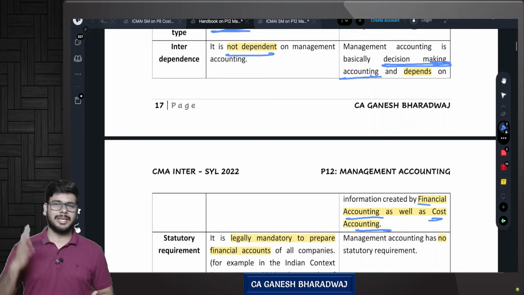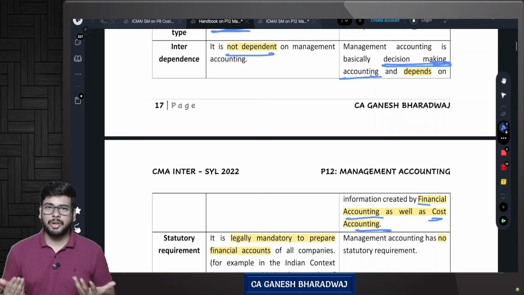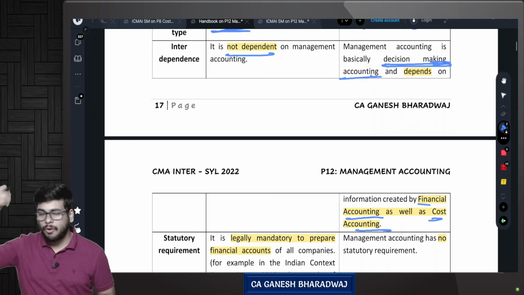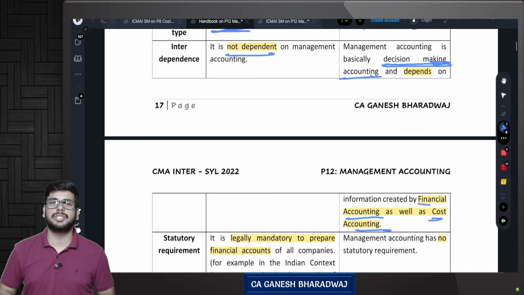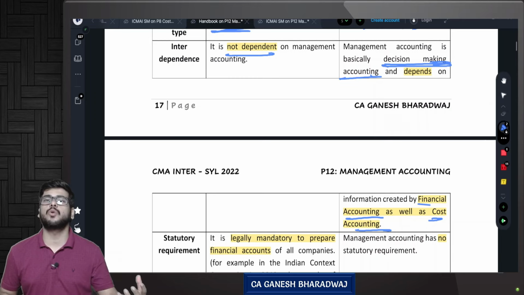It's not like you just take one decision and leave it off. No, because every single decision has a financial impact on the business. You can take hundreds and thousands of examples of companies that have fallen because of wrong decisions taken. That's the importance of having a proper management accountant in place.